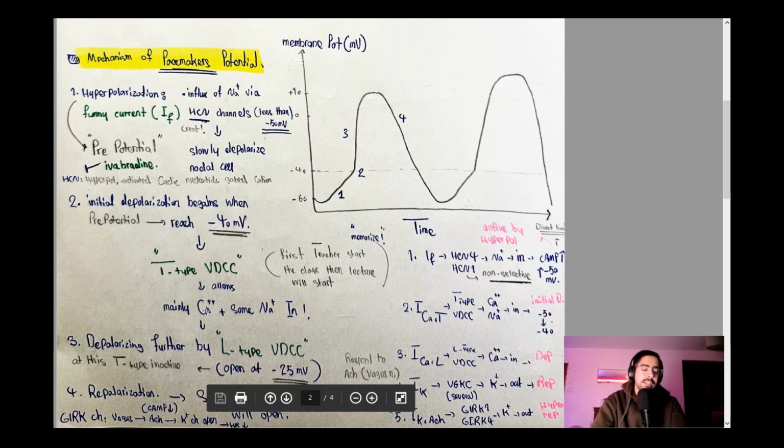After that, when the depolarization is initiated, it has to go all the way up. To go all the way up, what do we need? We need some other type of channel. We call it L-type voltage dependent calcium channels. So this type of channel goes from -40 to somewhere around -25. Sorry, my mistake. They start to open at -25. When they reach -25, this L-type channel starts to work, and at -25 the T-type, which initiated the depolarization, will not work anymore. They stop working.